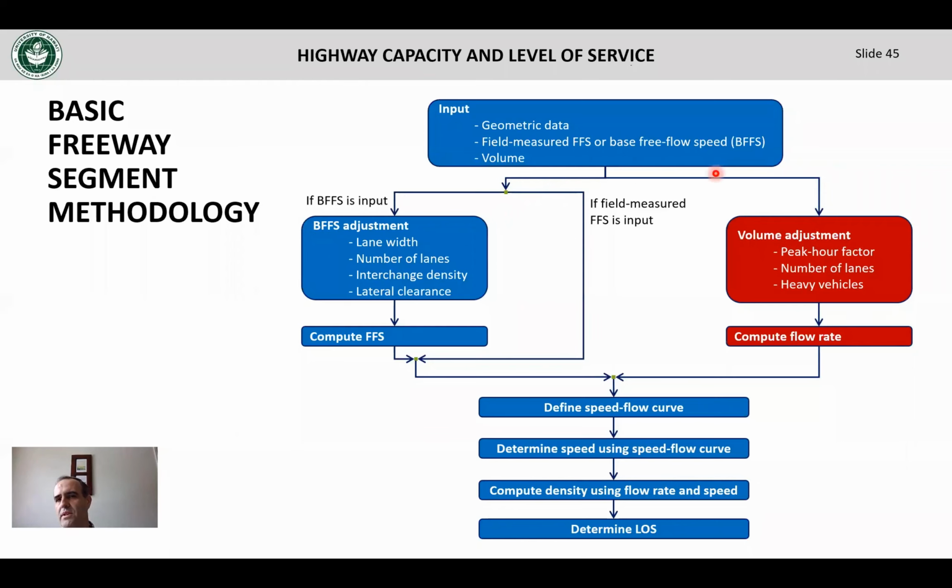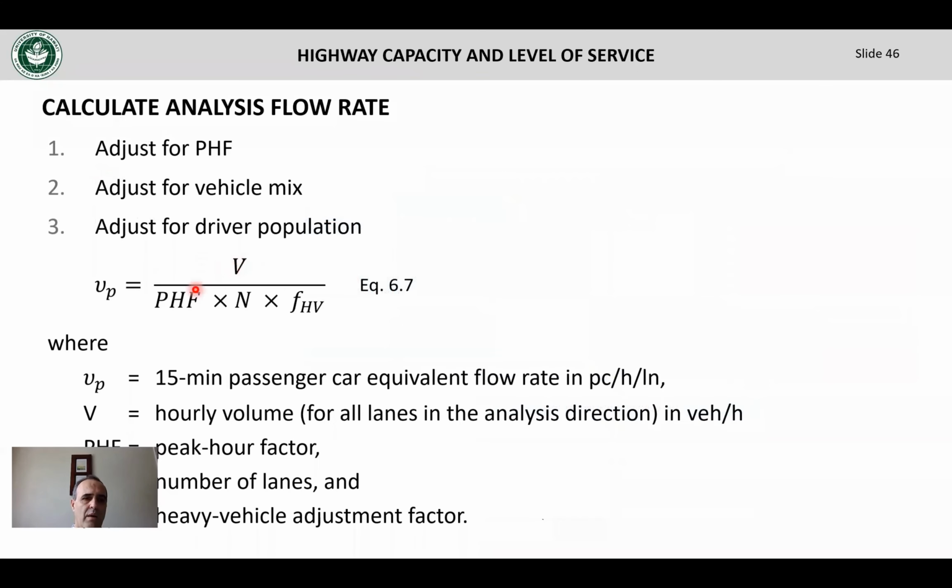Then we move into the other branch, which is the volume adjustment factors. We started talking about this. We get a given volume, total in all lanes, in vehicles per hour, and we need to adjust that for the peak hour factor, number of lanes, and heavy vehicles. I will show you this. We get this volume, and we adjust it for the peak hour factor. Just to refresh your memory, that accounts for the fact that demand is not uniform during the hour, so we account for the random traffic fluctuations during the hour.